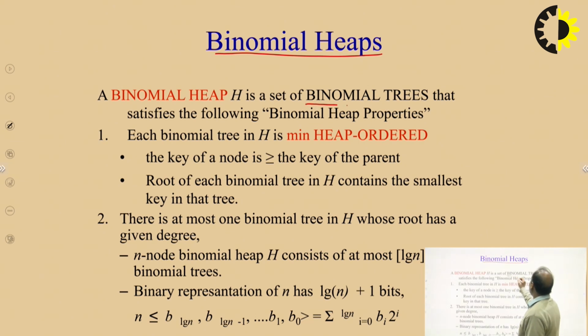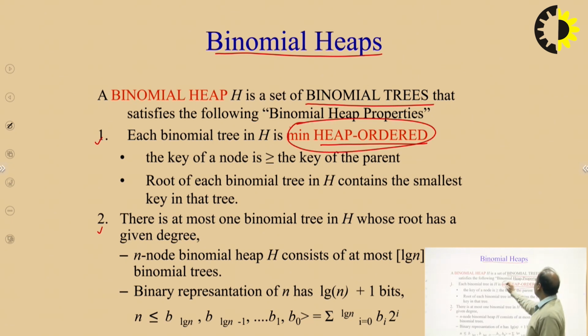We can say that this is a collection of binomial trees that satisfies the following binomial heap properties. Number 1: each binomial tree in H is minimum heap ordered. So the key of a node is greater than the key of its parent. The root of each binomial tree in H contains the smallest key in the tree. That is what we call minimum heap order, right?